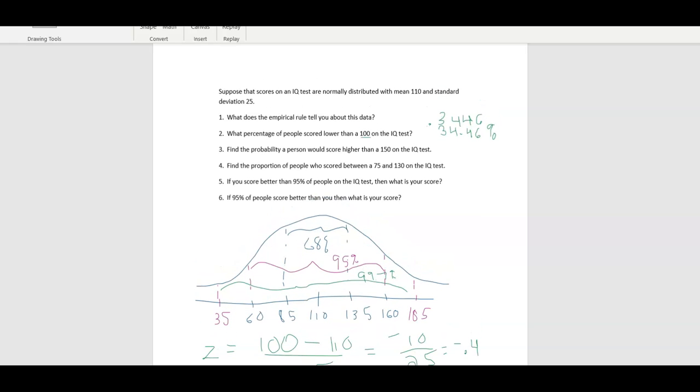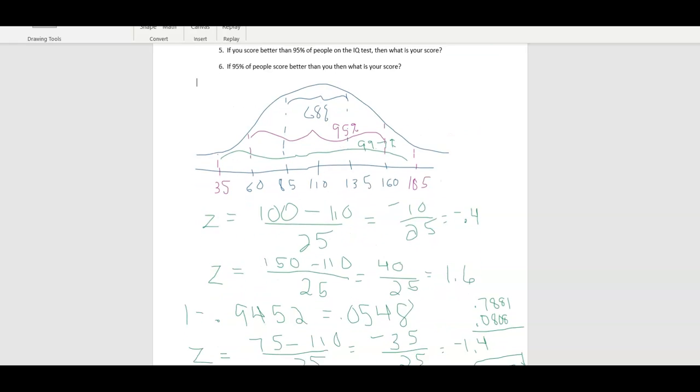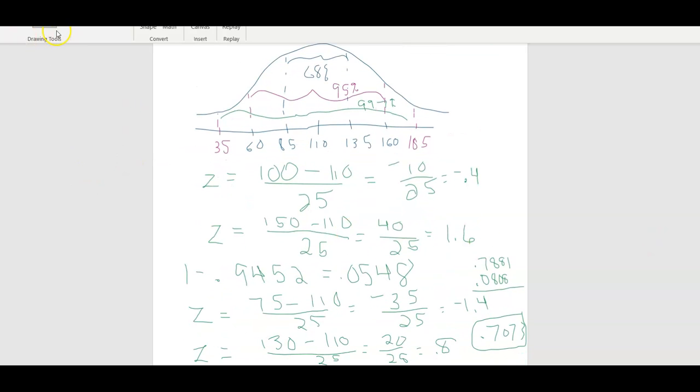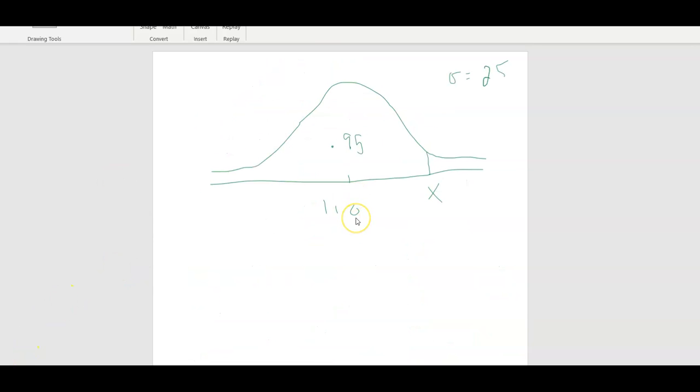All right, so number 5, if you score better than 95% of people on the IQ test, then what is your score? All right, so let's draw us a little picture here for a second, and I might have to do another page because it's at the bottom of this one. So if you score better than 95% of the people on this test, you're over here somewhere. Here's the mean and 95% probability that all of these people are below you, and you're some score over here.